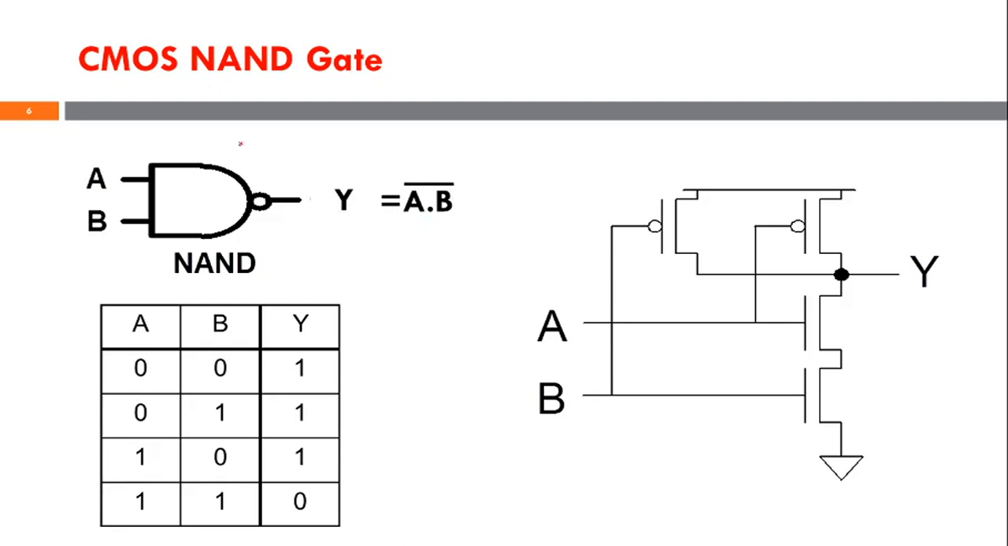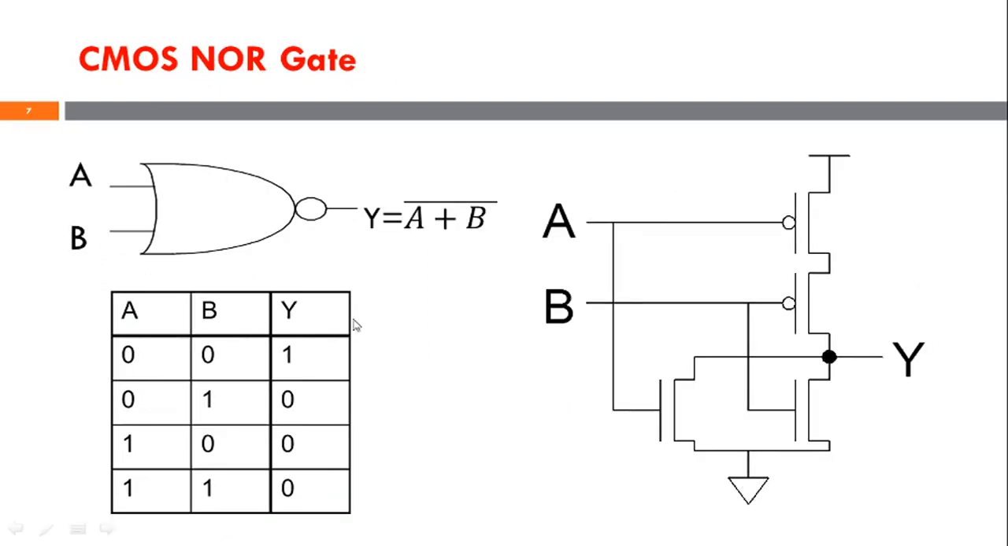Now look here. The number of inputs is 2, so that's why we are going to use 2 PMOS and 2 NMOS. As there is a dot operation, for the dot operation your PMOS should be connected in parallel, and your NMOS should be connected in series. This is simply the truth table of your NAND gate. When both inputs are 1 1, the output is 0; for the remaining cases it is 1.